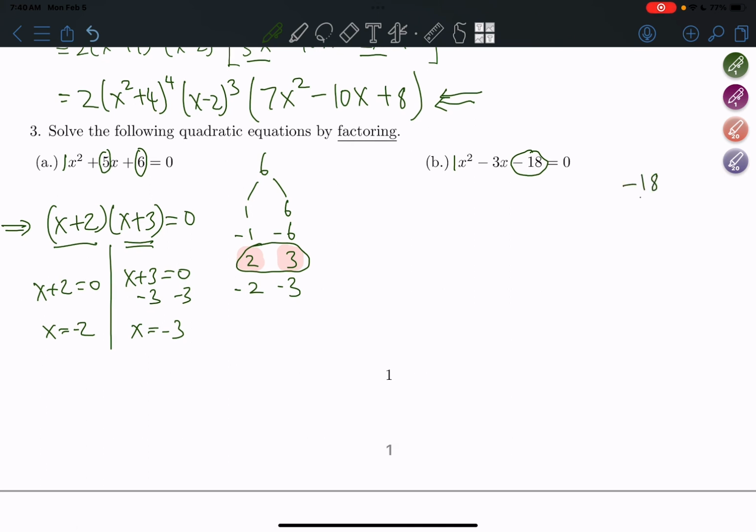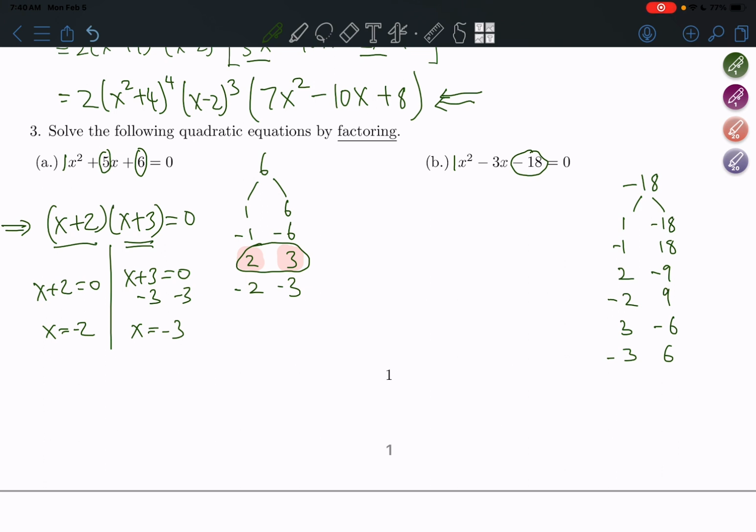Negative 18. Some of the factors: 1 and negative 18, negative 1 and positive 18, 2 and negative 9, negative 2 and positive 9, and then I guess 3 and negative 6, negative 3 and 6. 4 doesn't divide 18, 5 doesn't divide 18, and 6 I already have. So as soon as you have a repeat, you don't have to try anymore. It means you've covered them all.